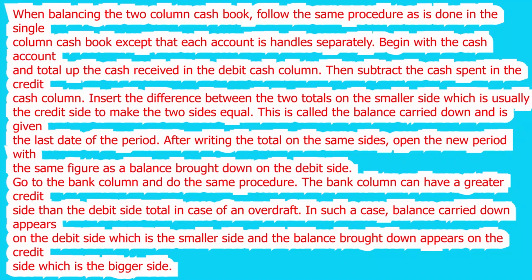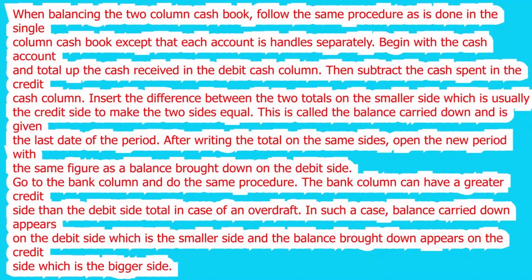Insert the difference between the two totals on the smaller side, which is usually the credit side, to make the two sides equal. This is called balance carried down, and it is given the last date of the period. After writing the total on the same sides, open the new period with the same figure as a balance brought down on the debit side. Then go to the bank column and do the same procedure.